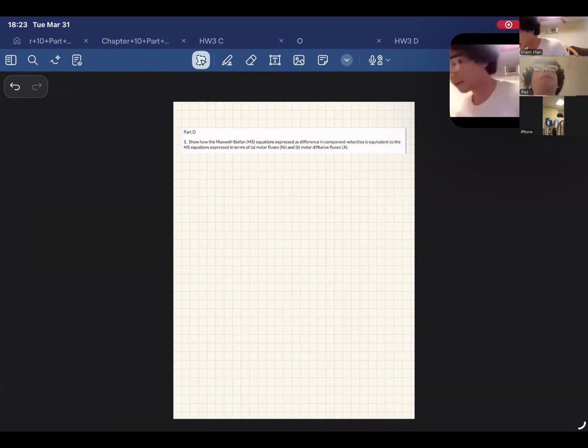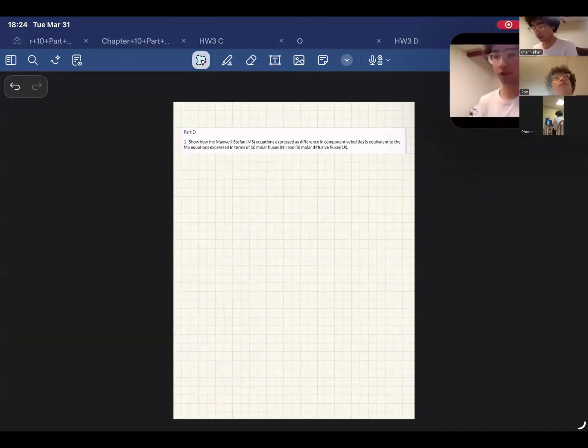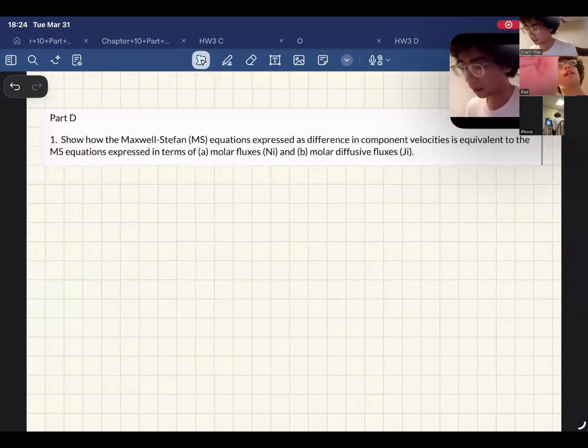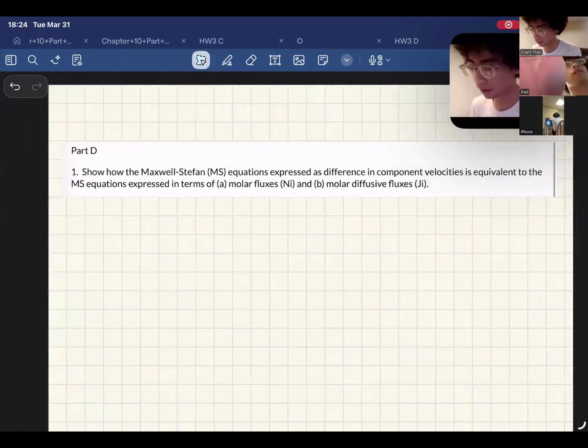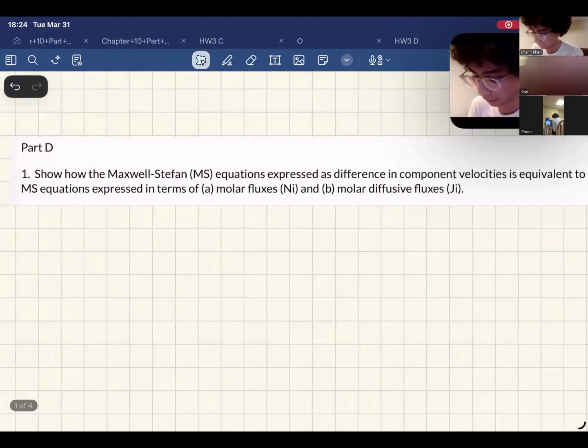Hi, so today we're going to talk about the Maxwell-Stefan equation and how it expressed as difference in component velocity is equivalent to the Maxwell-Stefan equations expressed in terms of molar fluxes and molar diffusive fluxes. So we're going to write out first the Maxwell-Stefan equation, okay?